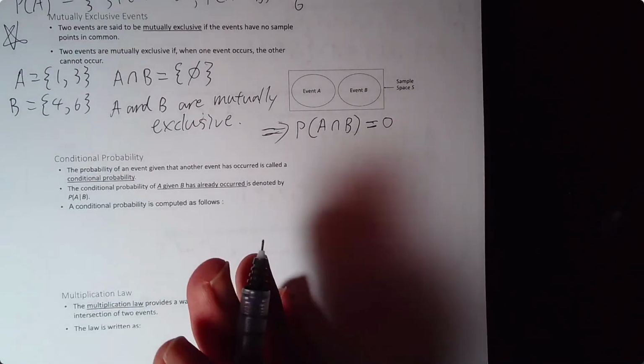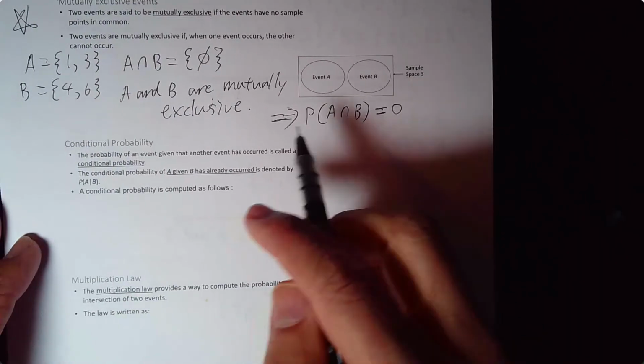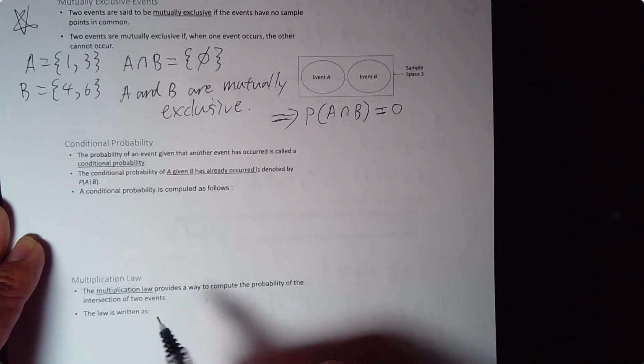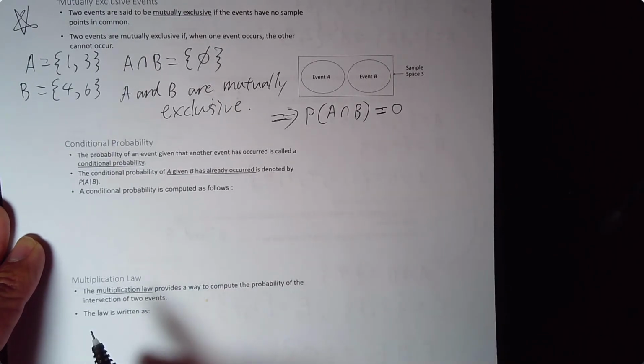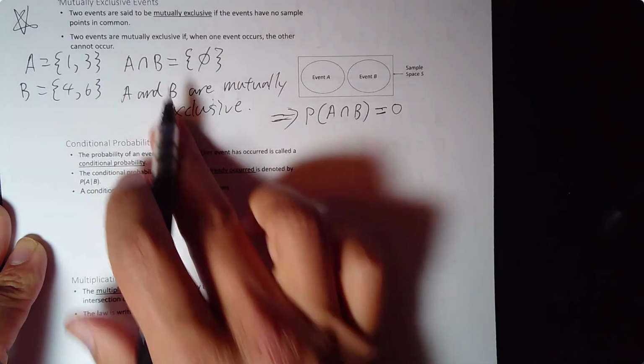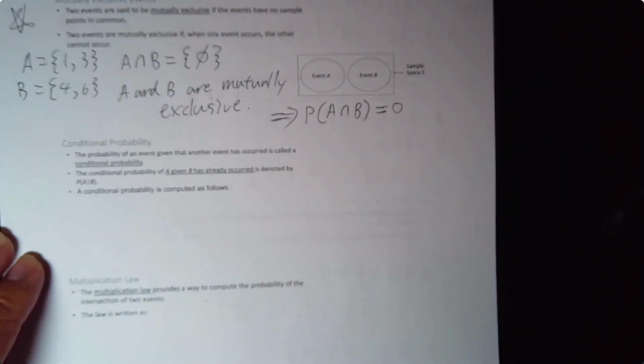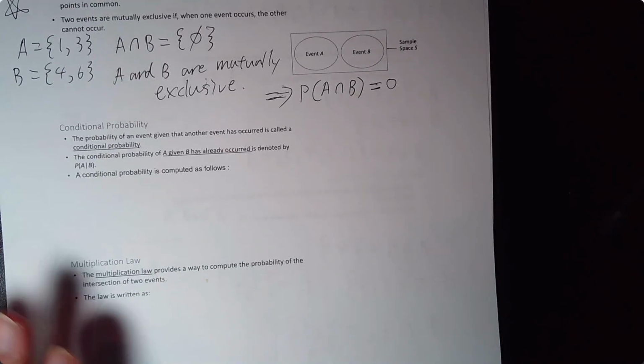Most of the time it's going to be true, I mean, most of the time, if you have this probability, you can conclude mutually exclusive. But there are exceptions. So don't make that mistake going backwards. So if it's mutually exclusive, the probability of A and B equals 0.